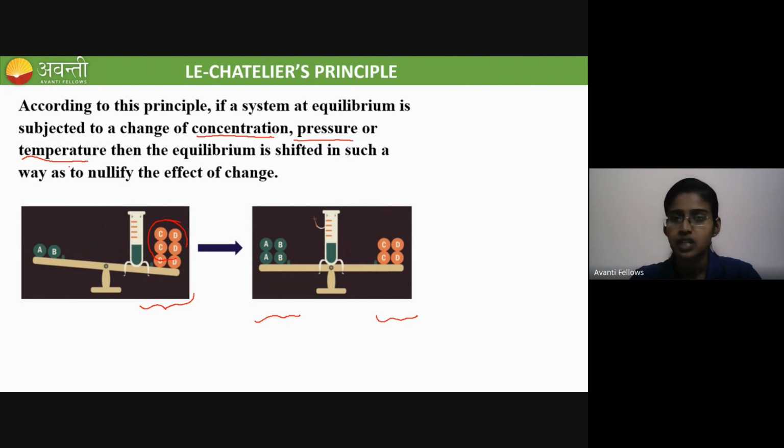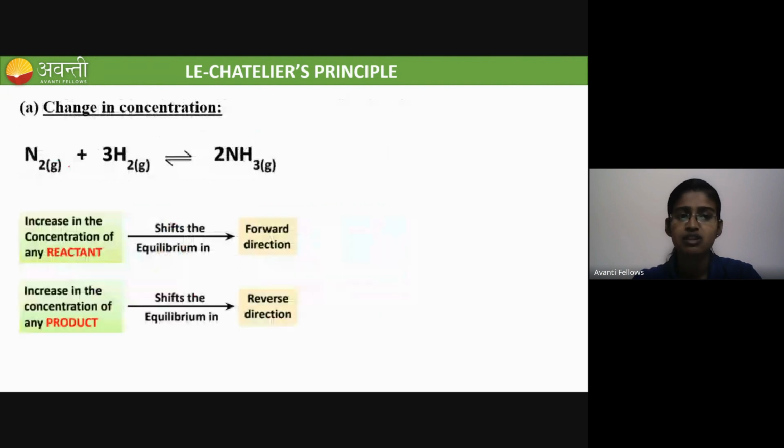Okay. Now we will see one by one. First we will see the change in concentration. For this, I have taken N2 plus 3H2 giving 2NH3 as an example. Now, if I increase the concentration of this reactant, okay, for the forward reaction, these two are the reactants. And for the reverse reaction, NH3 is a reactant.